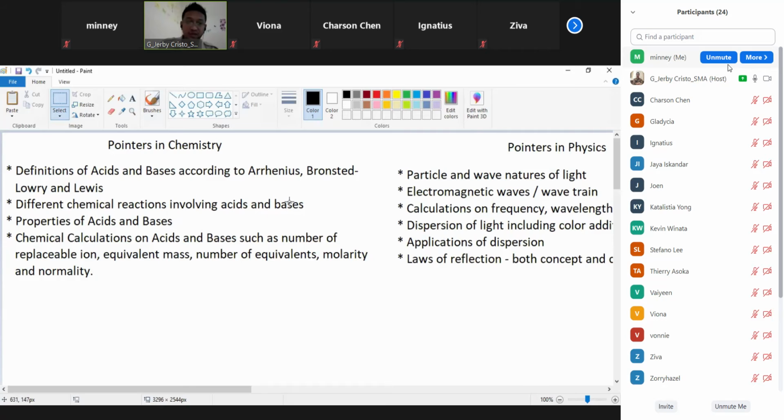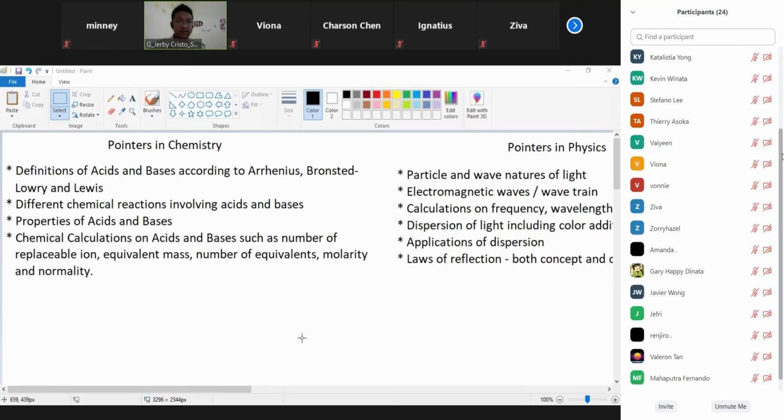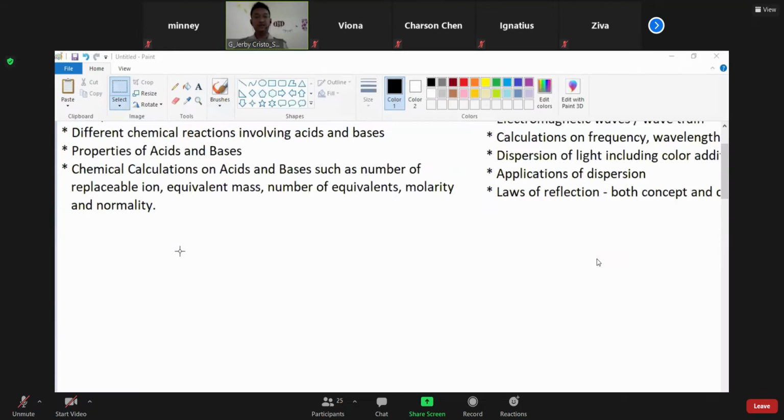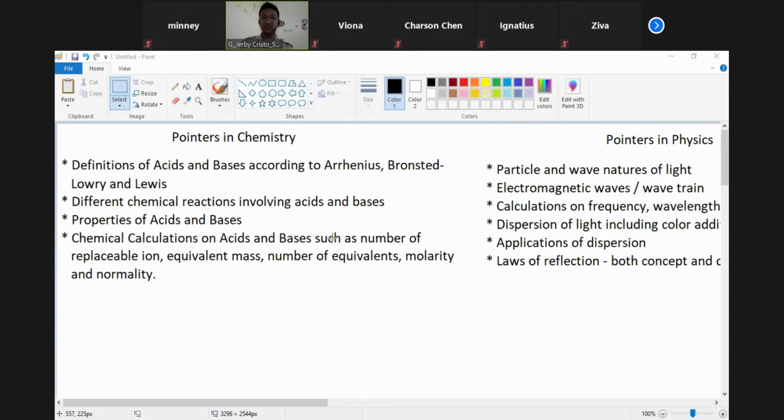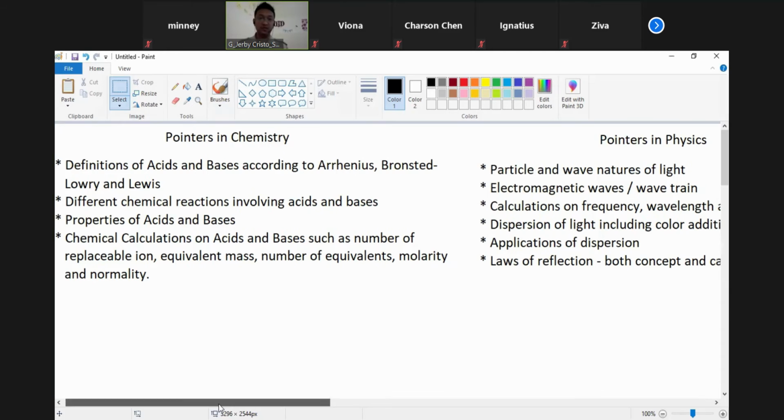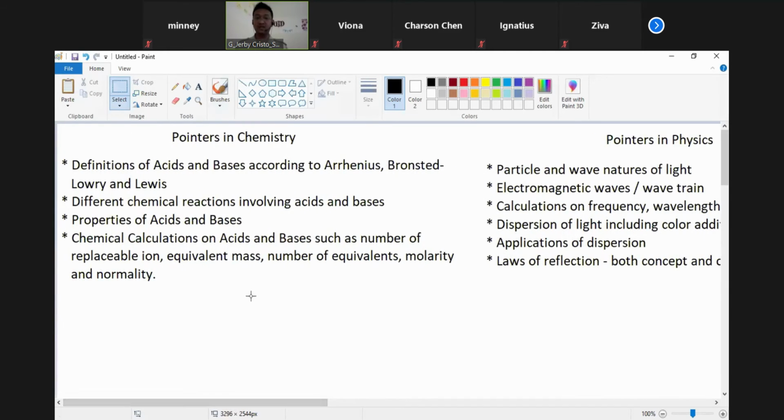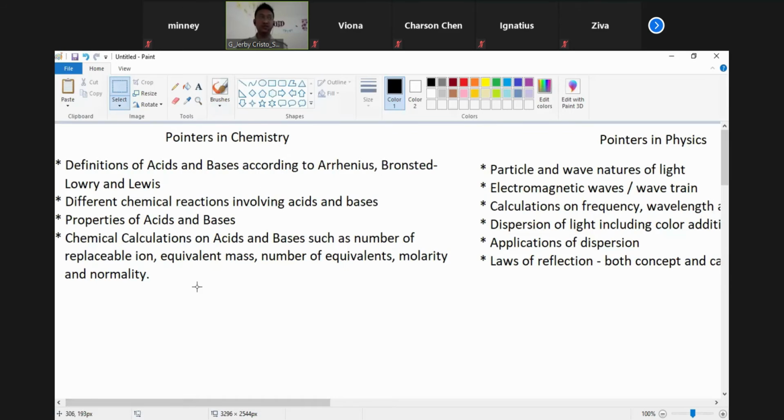So I gave you 8 chemical reactions. There are given reactants, so you will predict the product and balance the equation. And then some properties of acids and bases. And then the different chemical calculations on acids and bases, such as the number of replaceable ion, equivalent mass, number of equivalents, molarity or concentration, and normality. Those are the ones you watched in the lecture video last week. I do hope you take down notes of that lecture. Anyway, we are still to continue that today.